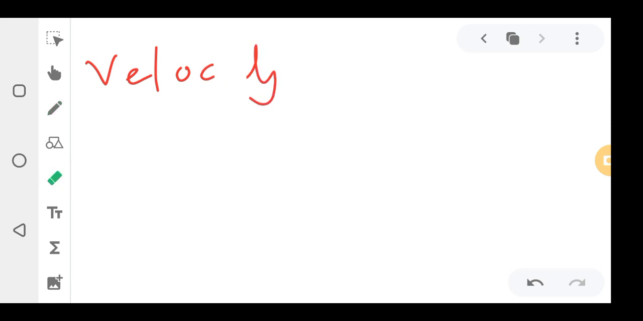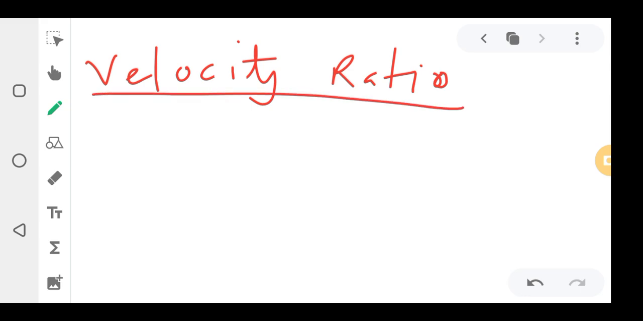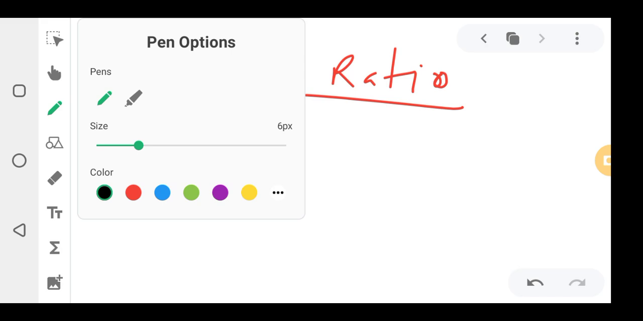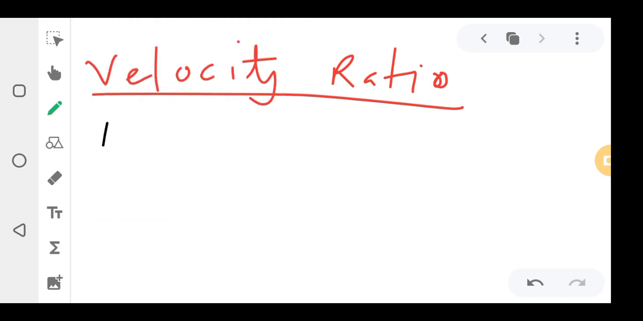Apart from mechanical advantage, you have what is called velocity ratio in simple machines. What is velocity ratio? That's what you should ask yourself. Velocity ratio is like mechanical advantage, but upside down.